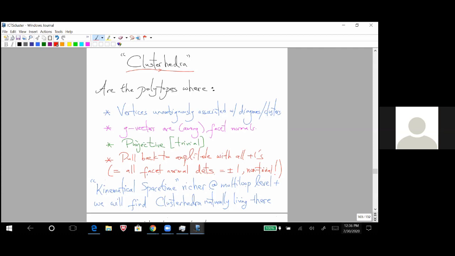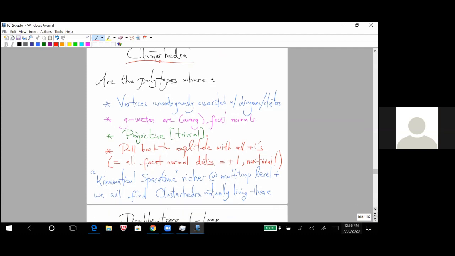That part is trivial. But the slightly non-trivial part is that we want to be able to pull back to a subspace where the amplitude has all plus ones. And so that means that we want this property that if I take the normal vectors of any faces meeting at a vertex of this polytope, all those determinants are plus or minus one. That is a non-trivial fact. So, okay, so that's what we want.